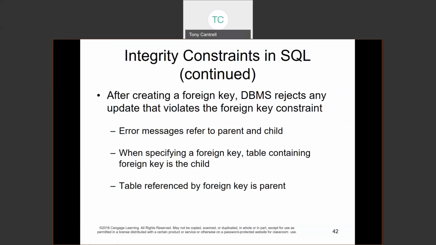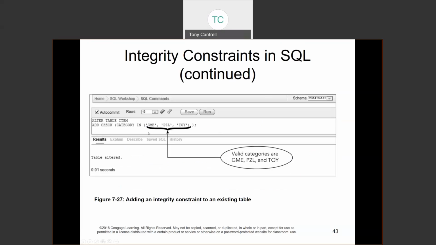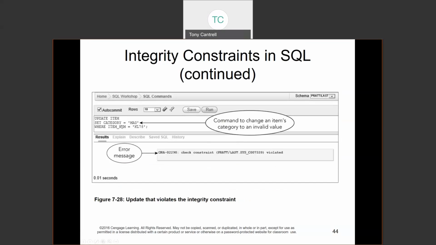When specifying a foreign key, the table containing a foreign key is the child. The table referenced by the foreign key is the parent. So here's what happens. You've got this add check, GME, PZL, and TOY. Those are valid categories. They try to set the category to MAG, which is not one of the valid ones. It kicks out a check constraint violated. That's the purpose of adding integrity constraints. It doesn't let you put in invalid data.